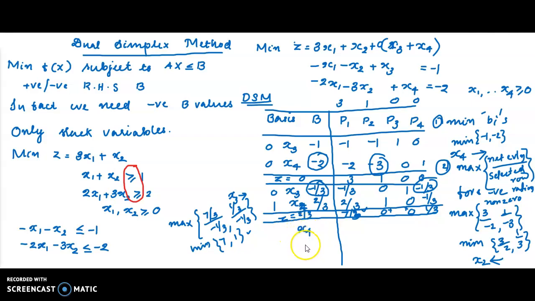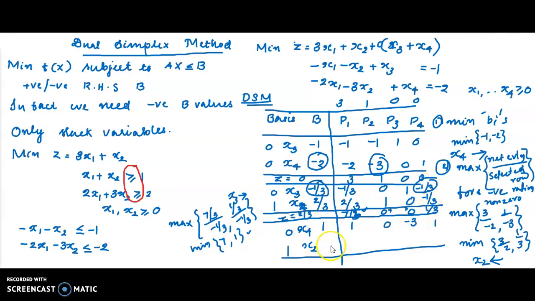x4, x2 in the basis. x4 coefficient 0, x2 coefficient 1. Multiply by minus 3. This is 1, this is 1, this is 0, this is minus 3, this is 1. Then to make the lower entry, minus 1 by 3, 0, 2, 0. This entry should be made 0. Then subtract. Subtract the old first row.